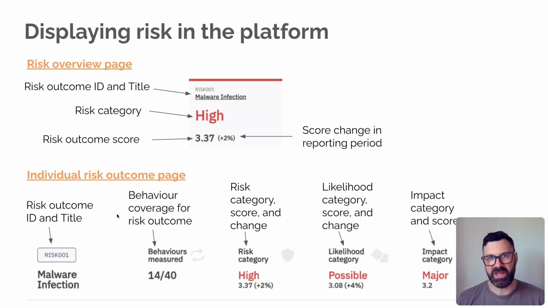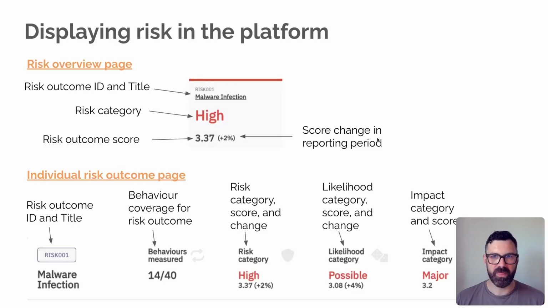So how do we display risk in the platform? We have the risk outcome grid, and this has the 8 risk outcomes, and for each one we show the risk outcome ID and title. We have the risk category: low, medium, high, and very high. And then we also show the risk outcome score, which is between 1 and 5, as well as the change in the reporting period.